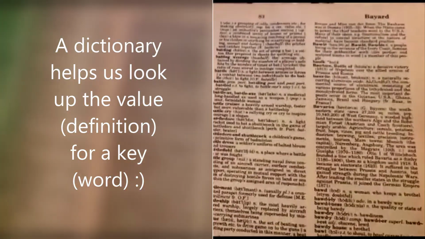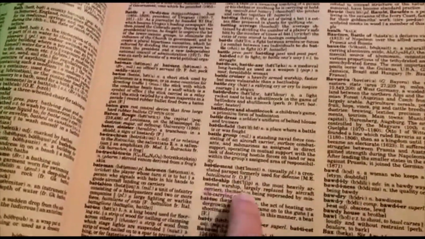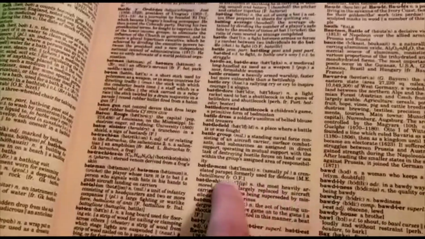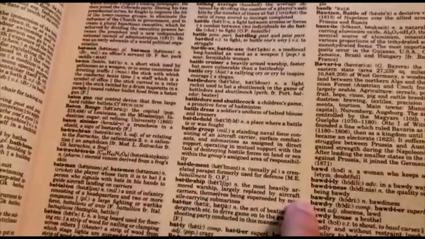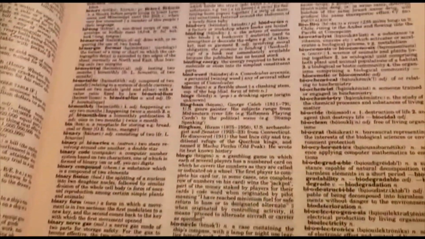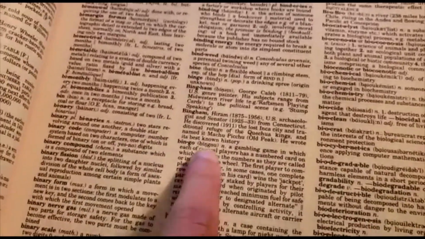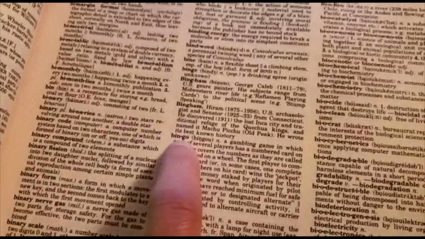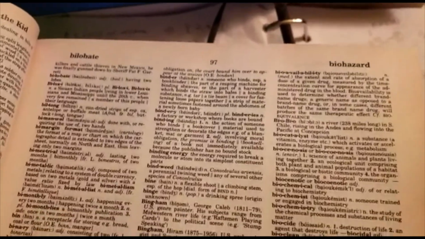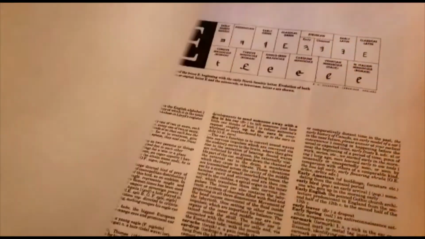You can see some keys and values like battleship, the most heavily armored warship, largely replaced by aircraft carriers themselves being superseded by missile carrying submarines. There's a lot. Biochemistry. There is Bingo, a gambling game in which each of several players has a numbered card. So you have a word to the definition. And then these things sort of help you navigate through this. Comedy of humors, comeback. A lot of these values.